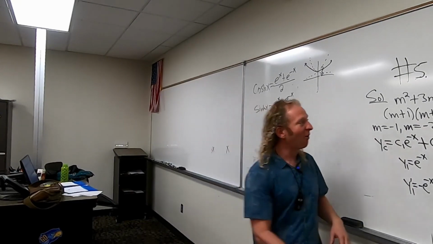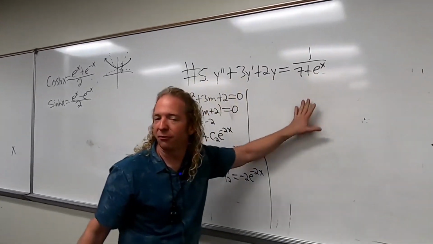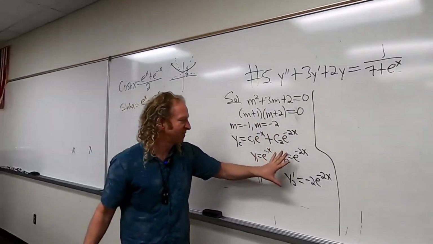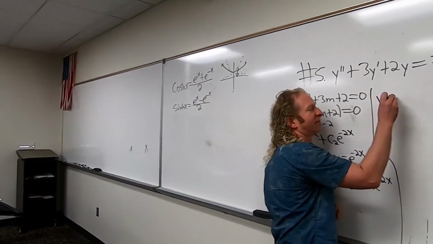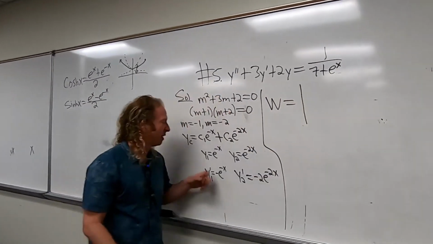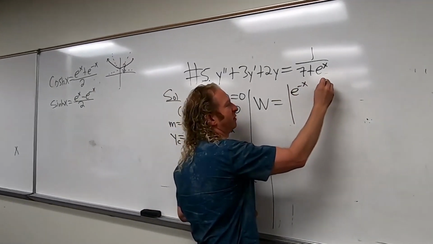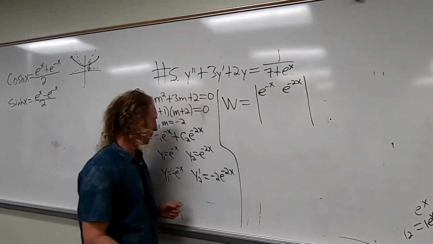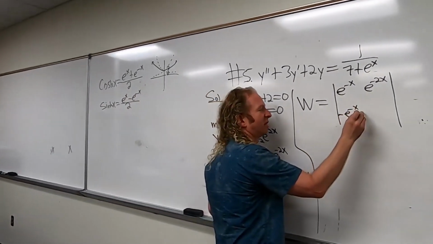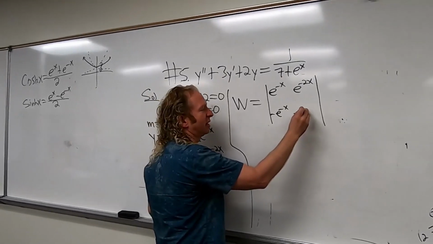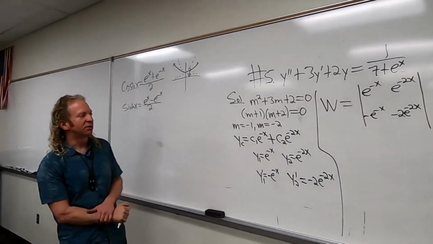Okay, so now we can compute the w's. The first w is just the Wronskian of v. So that's why we needed this for the Wronskian. So w is the determinant of this and this. We have e to the -x, e to the -2x. And then we have negative e to the -x, -2 e to the -2x. So we have that. That's our w.